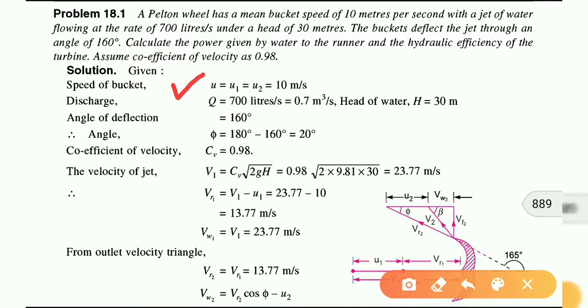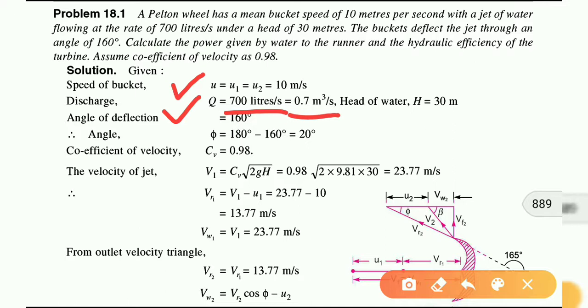The next thing given is the discharge, the flow rate. The discharge is denoted by capital Q. It is equal to 700 liters per second, which can be written in SI unit as 0.7 meter cube per second, because 1000 liter per second means 1 meter cube per second. Hence 700 liter per second will be equal to 0.7 meter cube per second.